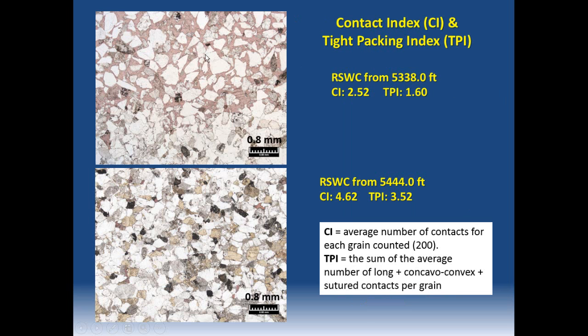Okay, for instance here, this has been stained. The pink, you might not be able to see the color, is a calcite spar cement. So you can see these grains are floating up here, not really touching the other grains. The CI is about 2.5, and the TPI is relatively low. Down here, where there is no cement, there are many more contacts and higher numbers, 4.6 and 3.5. And these are great numbers, especially if you're not the one having to do the point count.